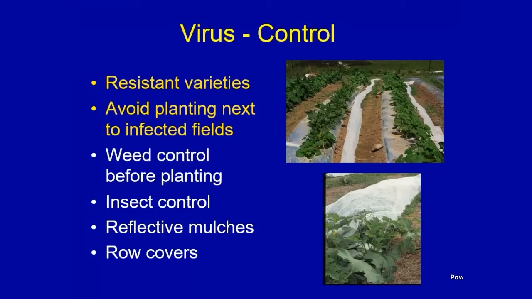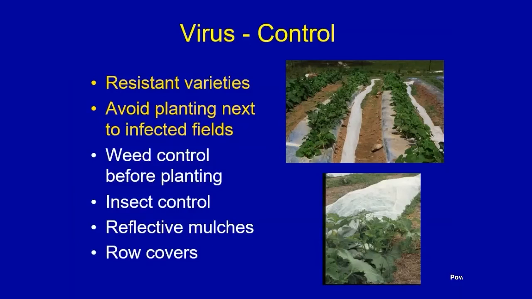As far as virus control, there are resistant varieties. We tested some of the squash varieties, yellow squash and zucchini, that had resistance to all 4 of the mosaic viruses, and they did quite well. You want to try to avoid planting next to infected fields, especially if you're double cropping in your home garden, or if you're a commercial grower and you have different plantings going out to try and meet the market. Try to avoid planting next to previously infected fields or infected fields in general, other cucurbits.